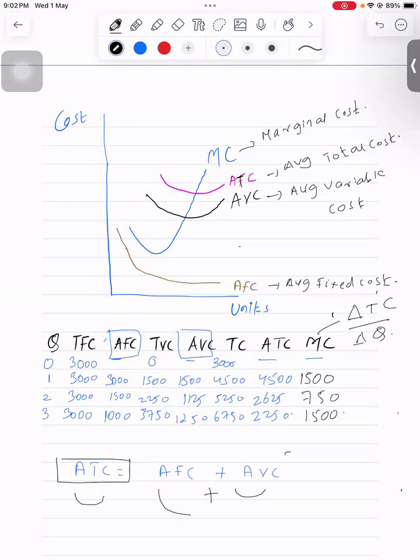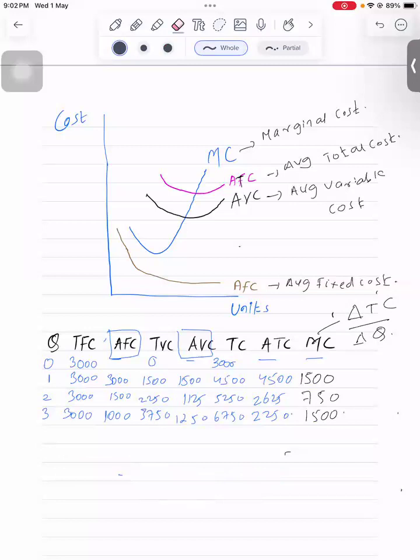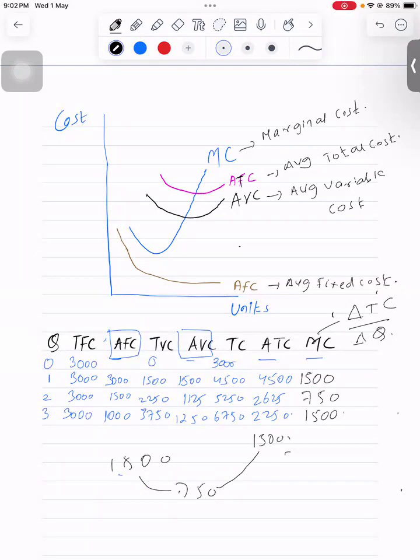So what is happening with marginal cost? Initially, marginal cost came down, right, from 1500 till 750. And again, it bounced back till 1500. Okay, the slope of MC curve is looking like a U shape, right? But on upside, you can see this is very steep slope. Okay, on upside, the slope is very steep.